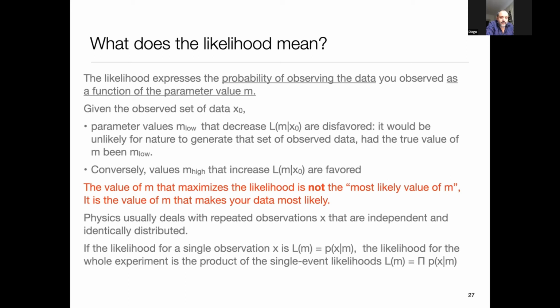Conversely, values of M that make your likelihood function large are favored. It means that it would be likely for nature to generate the data you observed if the M value in nature would be that probe value M hat. It is important that it is clear. So if it's not clear, please feel free to stop me and we iterate on that.